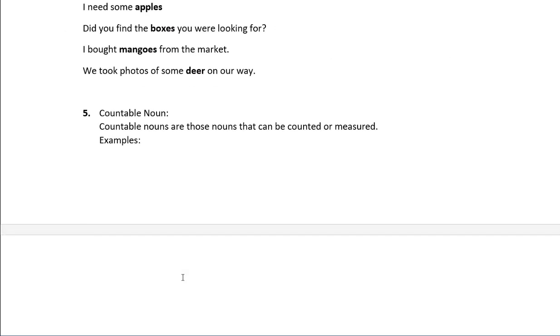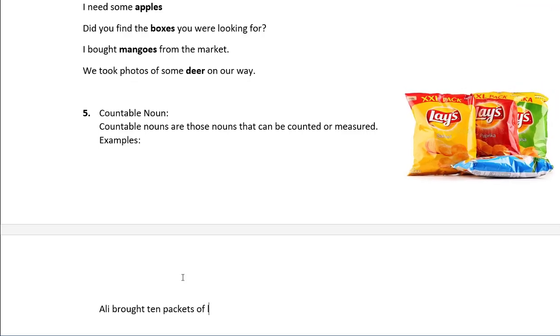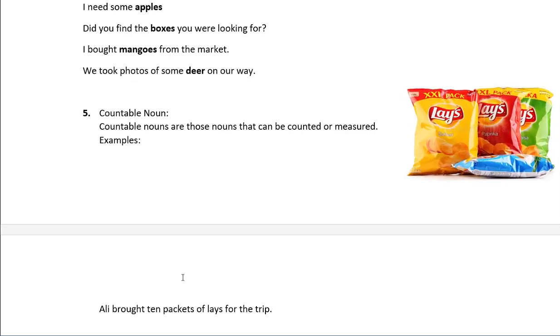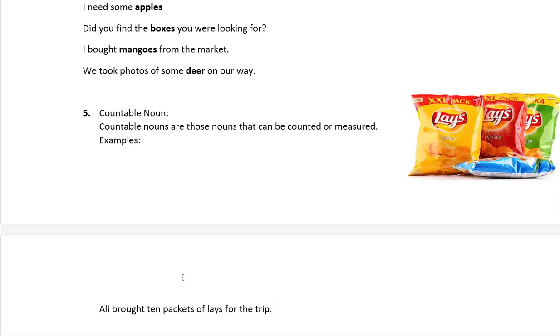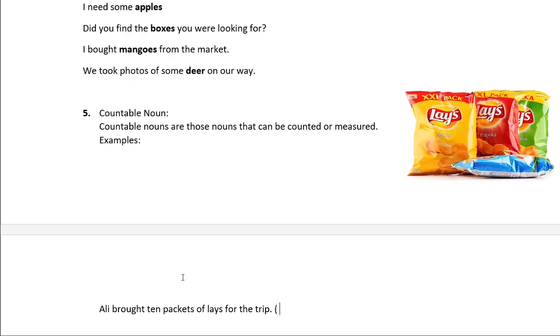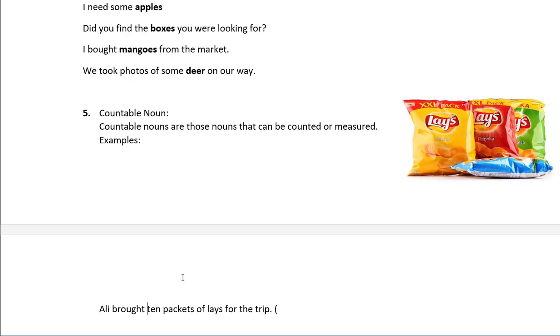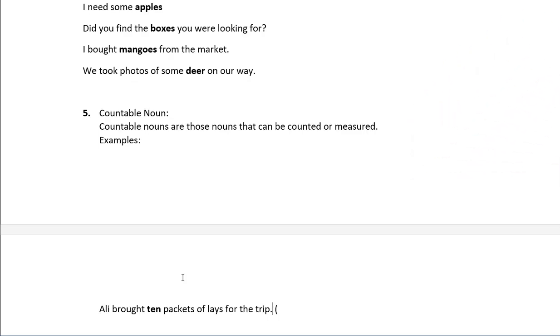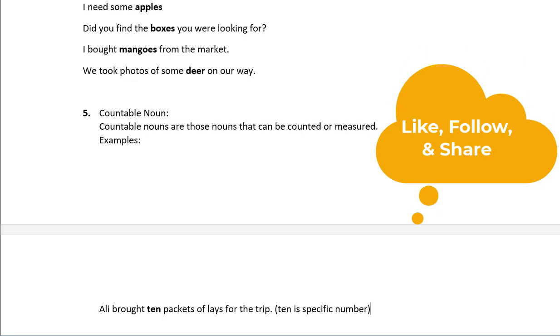For example, Ali got 10 packets of Lays for the trip. Ali is going on the trip and before going he bought 10 packets of Lays. So this is a specific number. How many packets of Lays? This is 10. So it is able to be counted. 10 is the specific number. It means it is countable.